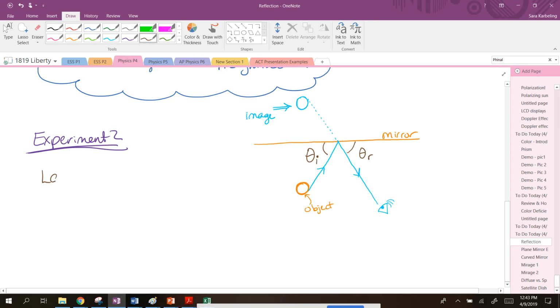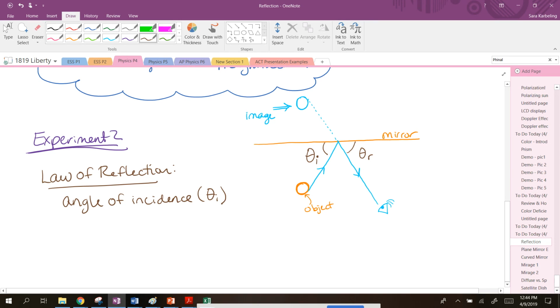The law of reflection says that the angle of incidence, which is the angle in, will be equal to the angle of reflection, theta r.